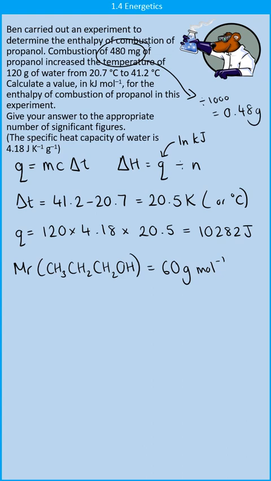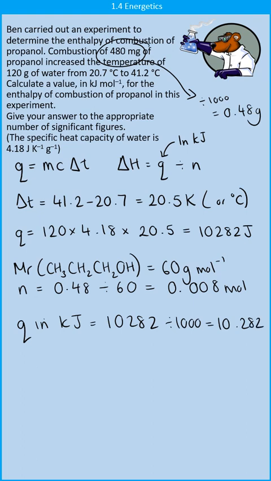Okay, so that 480 milligrams we're going to convert to grams by dividing it by 1,000. And then we're going to work out that the number of moles that we have is that new mass in grams divided by the MR that we just calculated, and that gives us 0.008. So then we've worked out an overall energy change for the reaction, but we want to know the energy change if we'd burned 1 mole. We haven't burned 1 mole, we've burned 0.008.